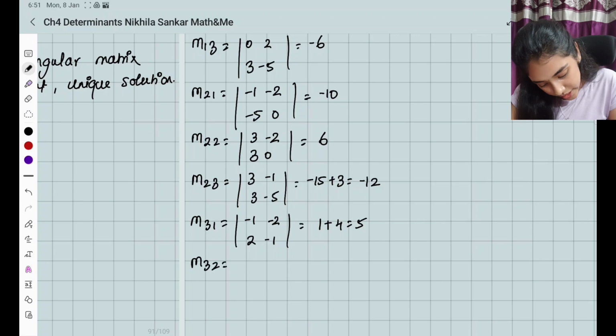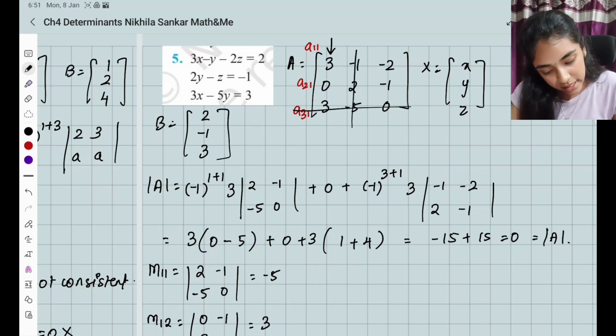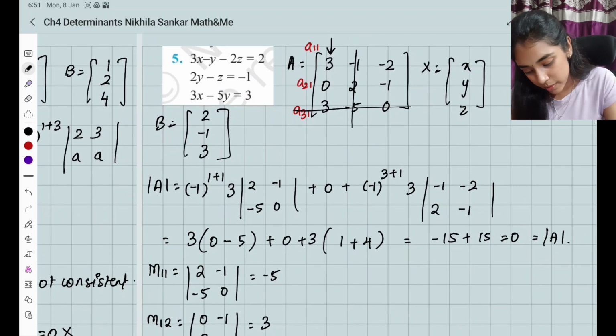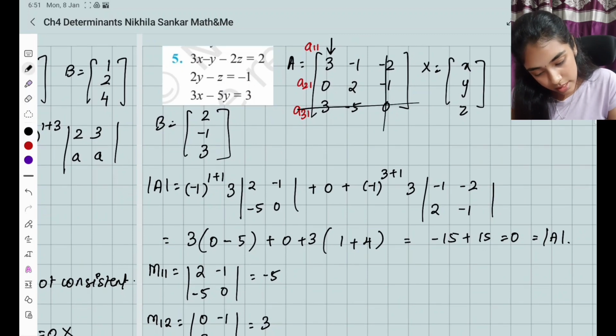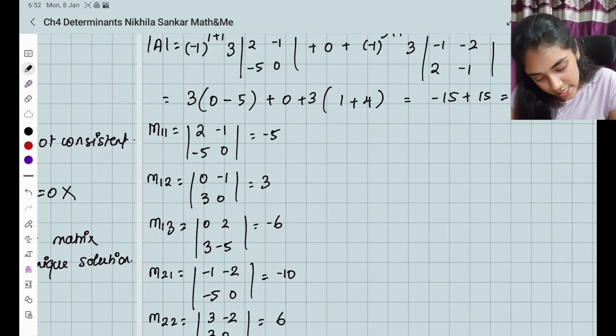Then M32 is going to be determinant of 3 minus 2 0 minus 1. So this is minus 3 plus 0, minus 3. Then M33, last element, is going to be determinant of 3 minus 1 0 2. So this is going to be 3 2s are 6. Now cofactors. So I want A11, which is going to be minus 1 square times minus 5, which is going to be minus 5.